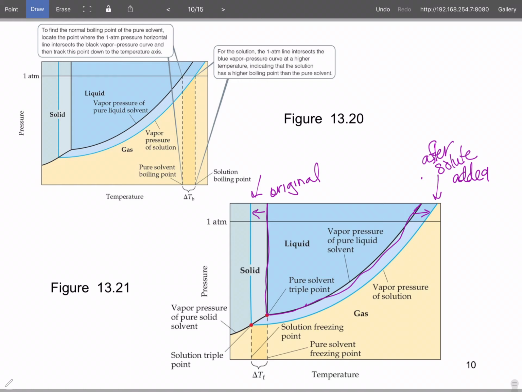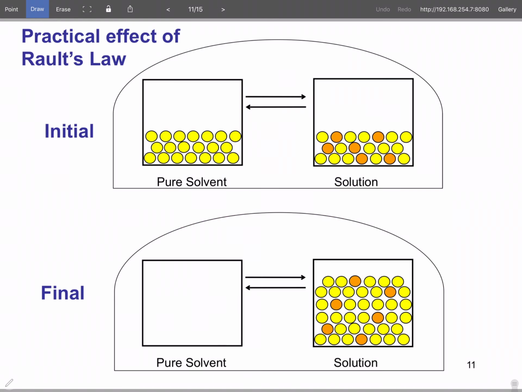So this change in temperature, they've got the change in boiling point there and the change in freezing point there, is a function of a constant. More about it in just a second. Okay, but let's go back to the visual about why and how Raoult's law works the way it does.